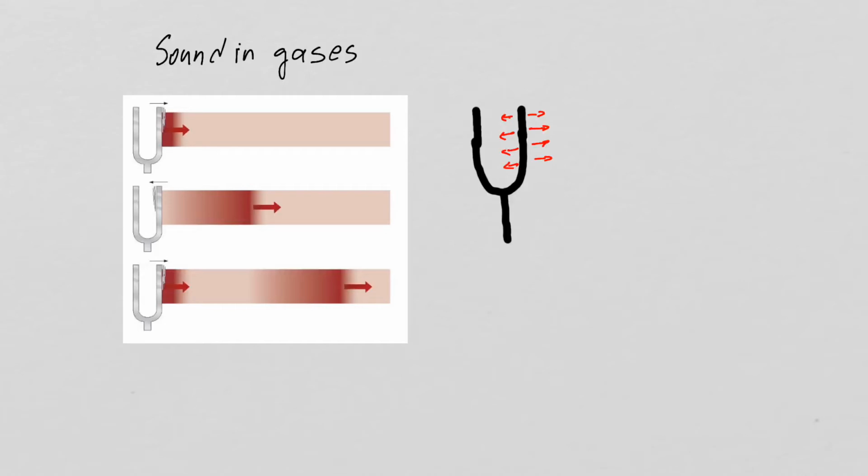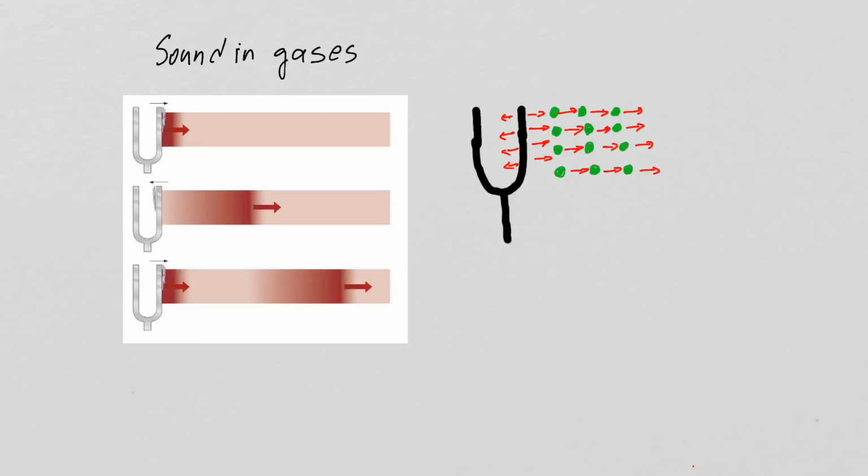So here is the prong, and it oscillates left to right, and it's going to move the air molecules by mechanically colliding with them, setting them in motion to the right. These molecules will collide with the molecules closest to them, and that will set those molecules in motion to the right as well. Those molecules in turn will collide with the molecules next to them, which will set those new molecules in motion to the right, and so on and so forth.